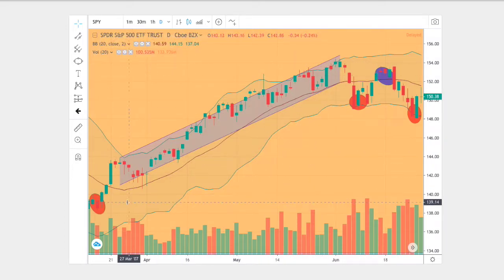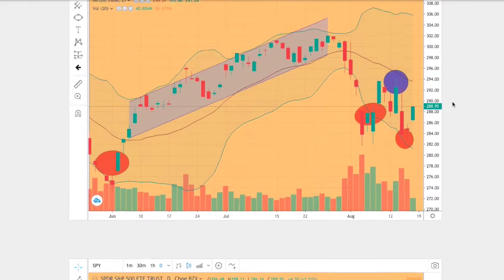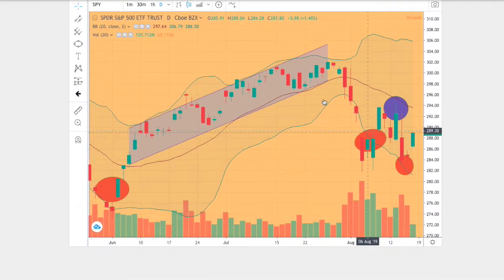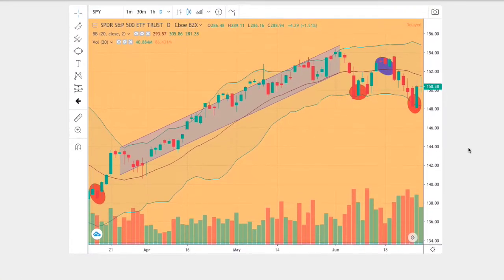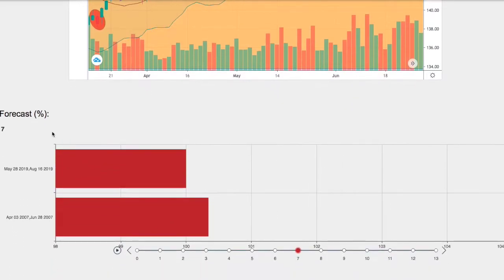and we have 1, 2, 3, 4, 5 points. So there's reason to believe that the trends and patterns are the same. The outcome and forecast should be fairly the same.